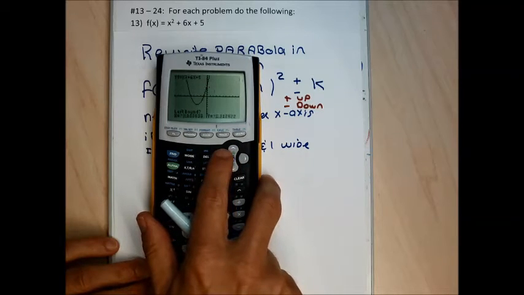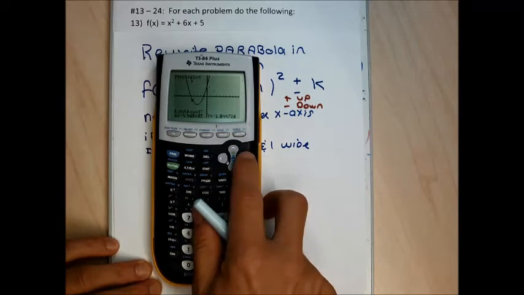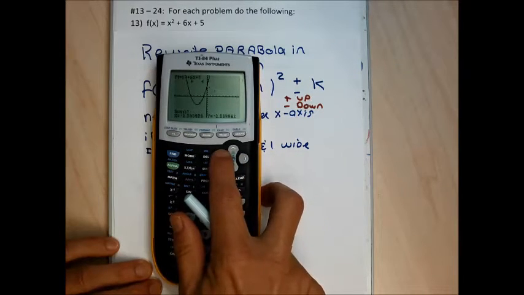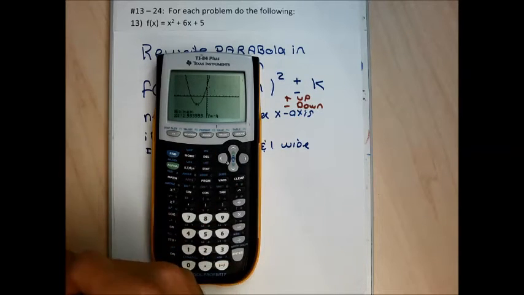I'll use my arrow and I'll trace to the left of the vertex and hit enter, trace to the right of the vertex and hit enter, and then get as close as I can to the vertex and hit enter. So the vertex, I believe, is at the point -3, -4.